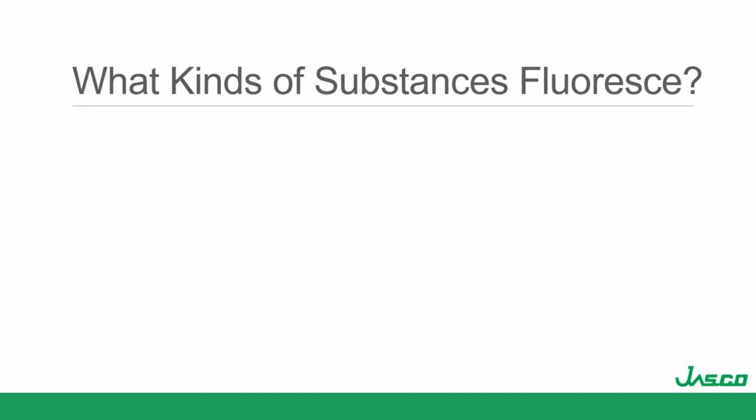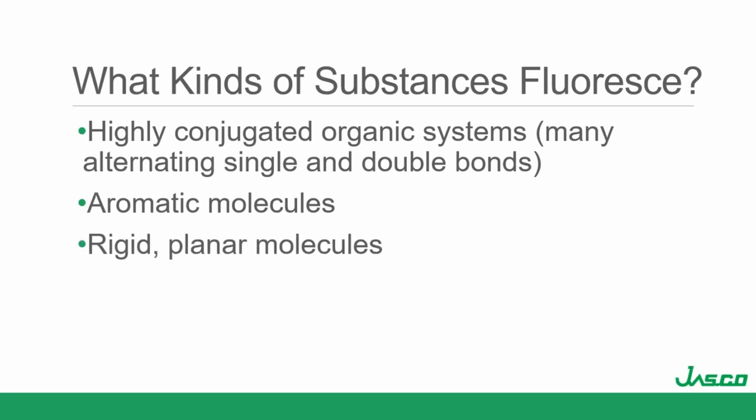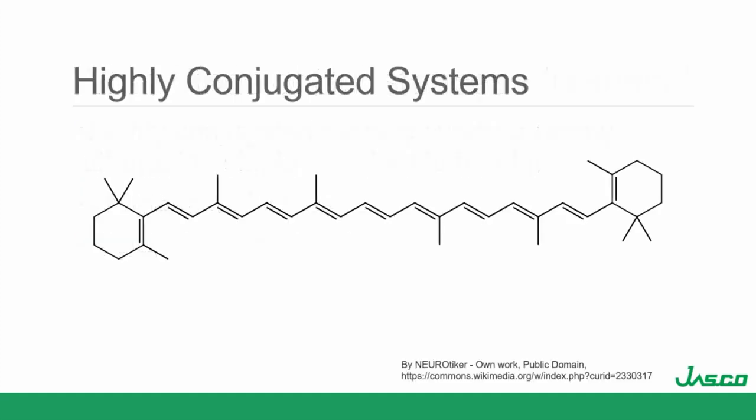So now that we understand the physical chemistry of it, what kinds of substances fluoresce? Well, highly conjugated organic systems with many alternating single-double bonds, any aromatic species, and rigid planar molecules, right? That's going to minimize how the molecule can move around, right? Minimize the modes of deactivation.